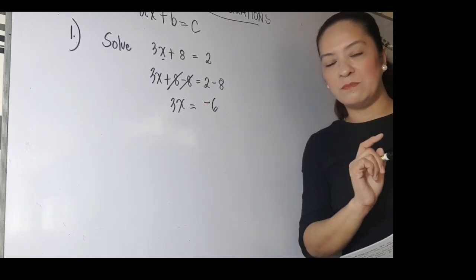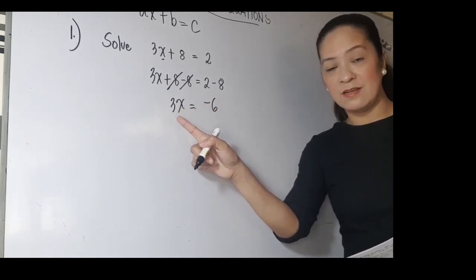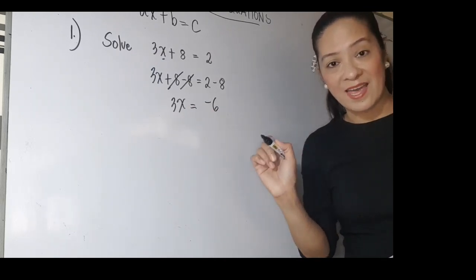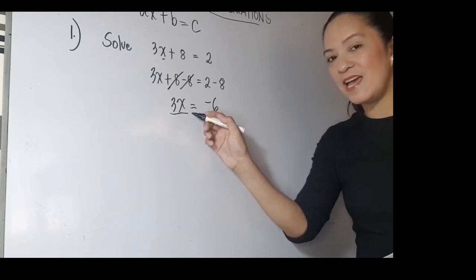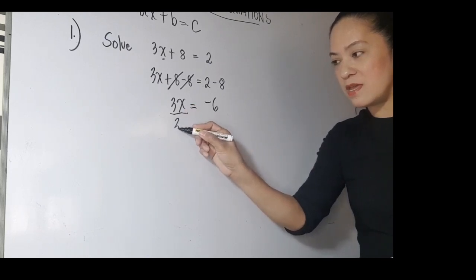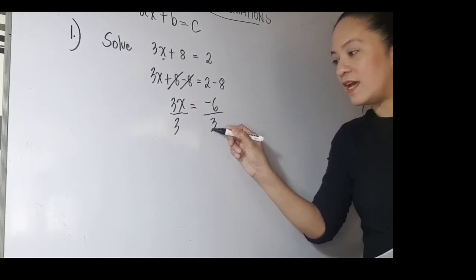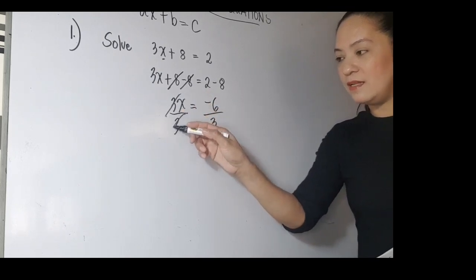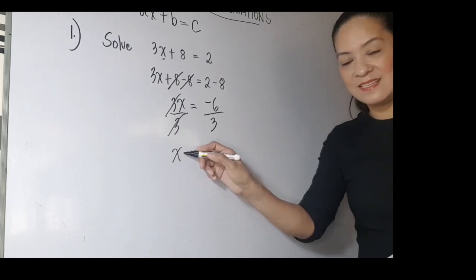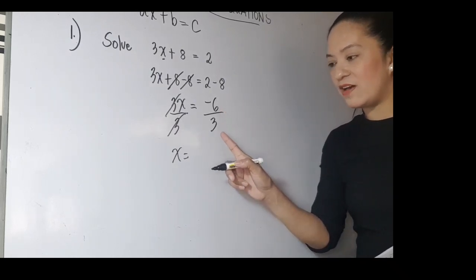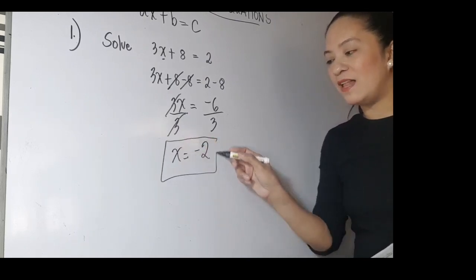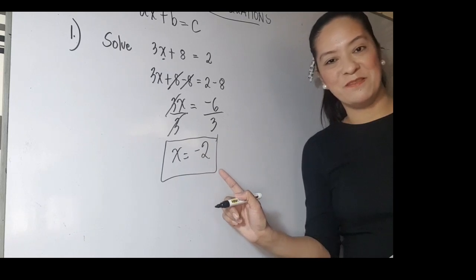So to isolate the variable, you have multiplication here. To isolate that, what is the inverse? You are going to divide. Okay, so in order to isolate x, we have to divide by 3. Okay, same with this side. We divide by 3. So, cancel. 3 divided by 3 is 1. So, you have to cancel it. So, we have x equals negative 6 divided by 3 is negative 2. Okay, so the value of x is negative 2.